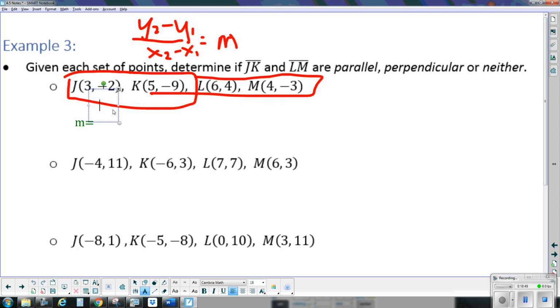So our slope of JK would be our y2, which is -9, minus our y1, which is -2, divided by our x2, which is 5, minus our x1, which is 3. So -9 minus -2 is the same as -9 plus 2, which is -7. And 5 minus 3 is 2. Okay, so the slope of JK is -7/2.